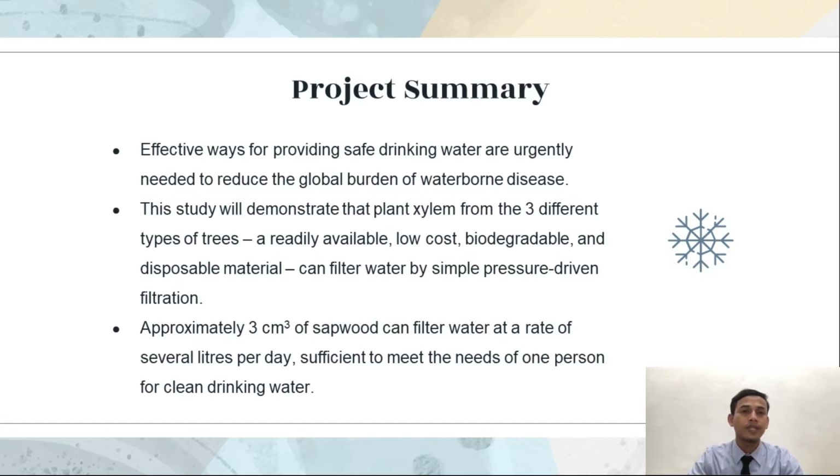Project summary. It is about the effective ways for providing safe drinking water that are urgently needed to reduce the global burden of waterborne disease. This study will demonstrate that plant xylem from three different types of trees, which is a readily available, low-cost, biodegradable, and disposable material, can filter water by simple pressure-driven filtration. Approximately 3 cm3 of sapwood can filter water at a rate of several liters per day, sufficient to meet the need of one person for clean drinking water.